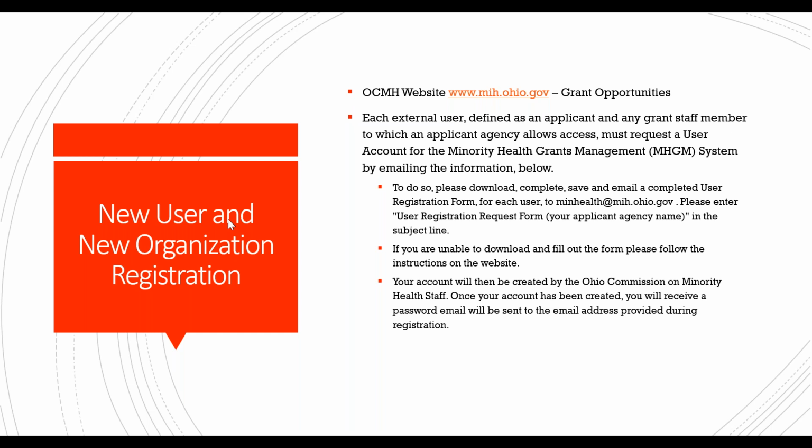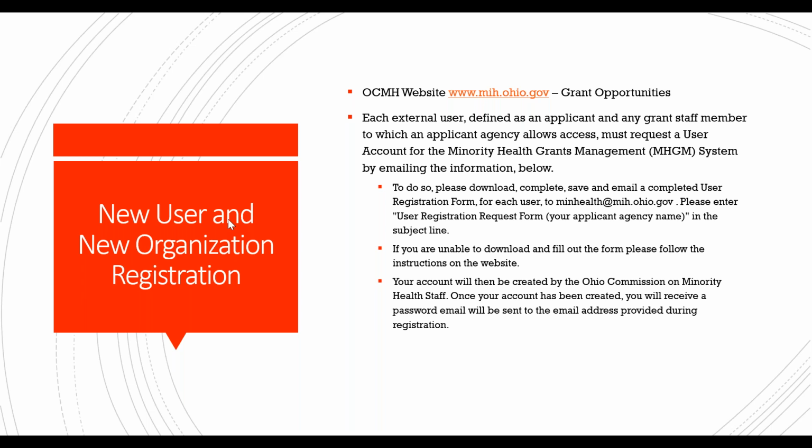If you are a user for an existing organization, but you have never used the system and would like to gain access, each external user, defined as an applicant and any grant staff member to which an applicant agency allows access, must request a user account for the Minority Health Grants Management System. You will complete the user registration form that can be found on the website at mih.ohio.gov. You will download the form, enter all the information, and save it.